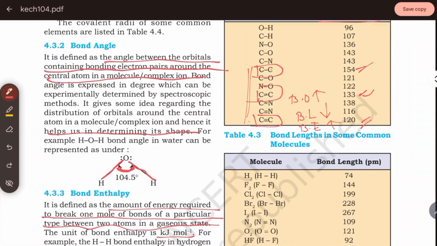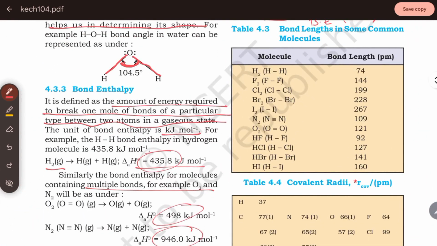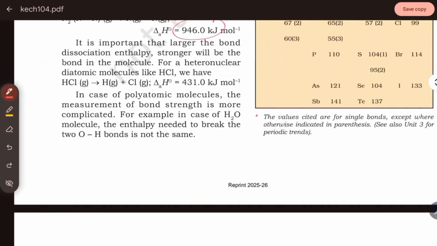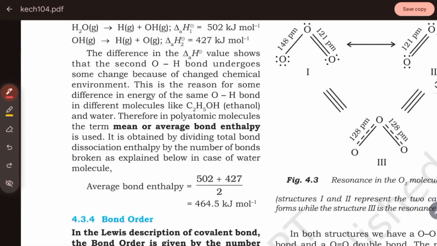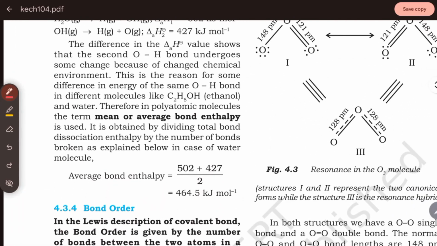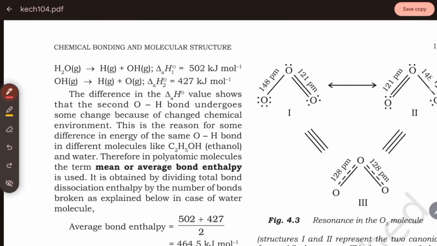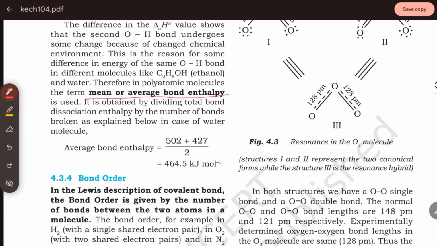Okay, so bond lengths in molecules are given over here. These are the data. Here I was talking about bond order, and something called mean or average bond enthalpy. When we have to break multiple bonds, we have to take the average of the bond enthalpies. So bond order means how many bonds are existing, that is the number of bonds between two atoms in a molecule.